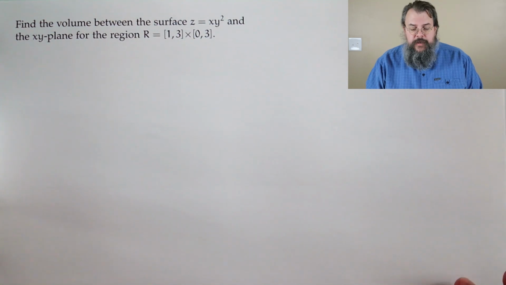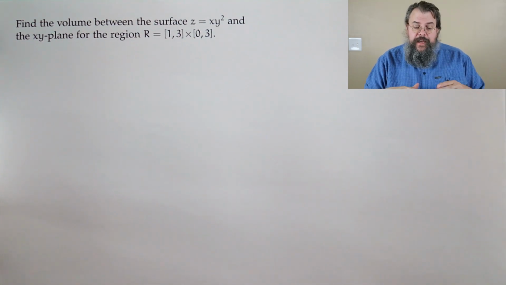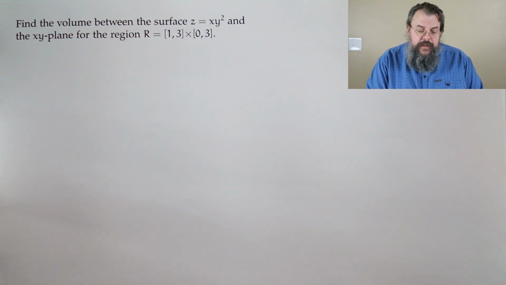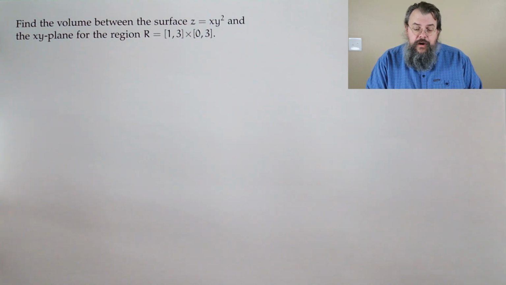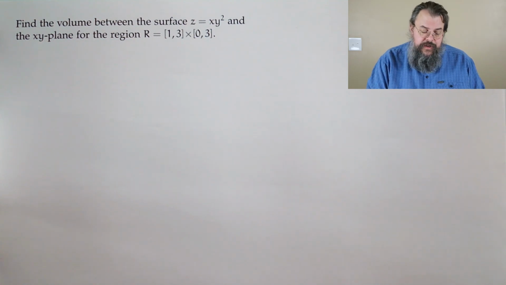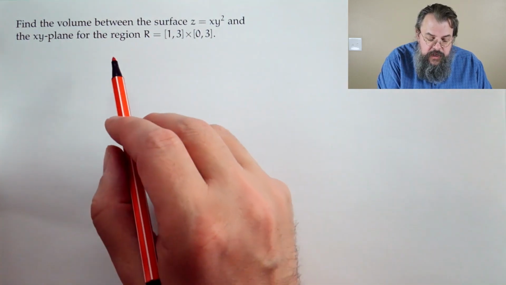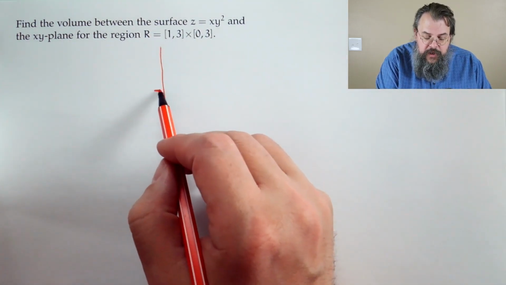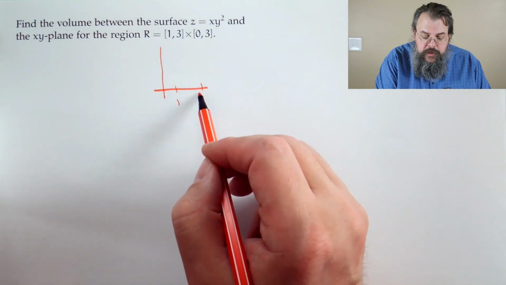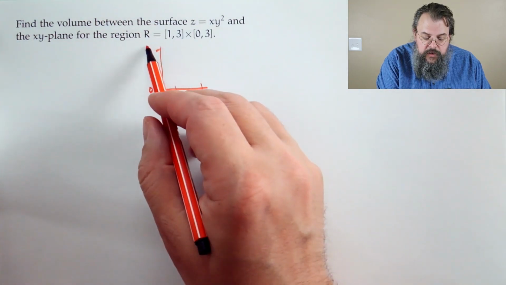Find the volume between the surface z equals xy squared and the xy plane for the region R is [1, 3] cross [0, 3]. Okay, so this is just saying, look, x goes from 1 to 3 and y goes from 0 to 3. Okay, so [1, 3] cross [0, 3].